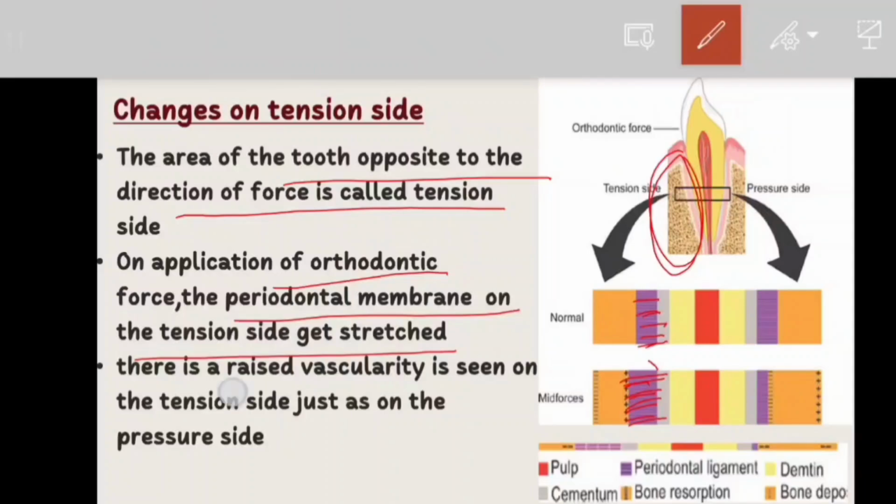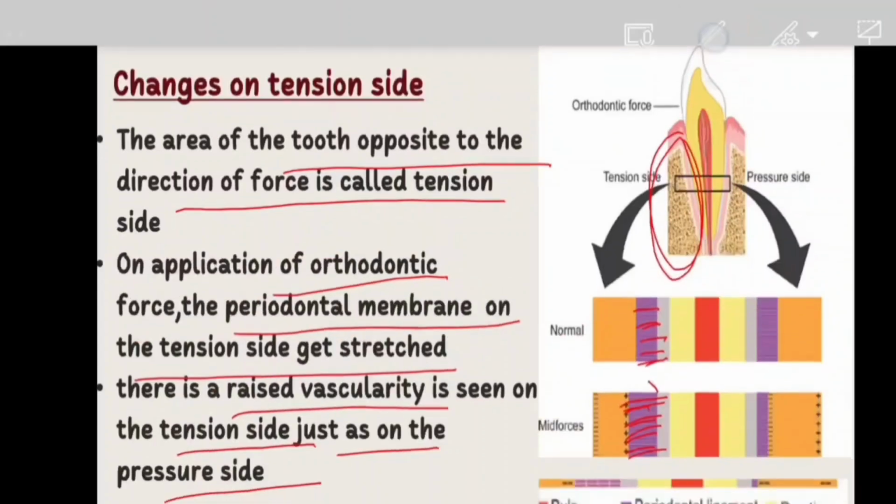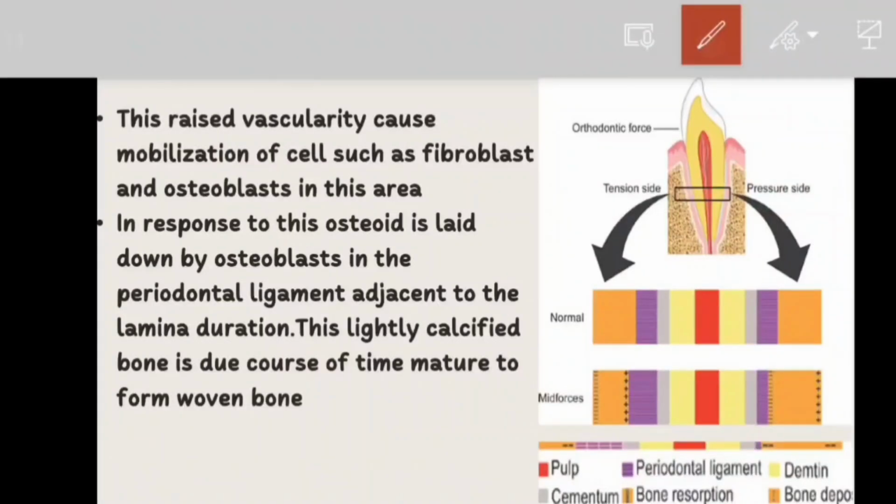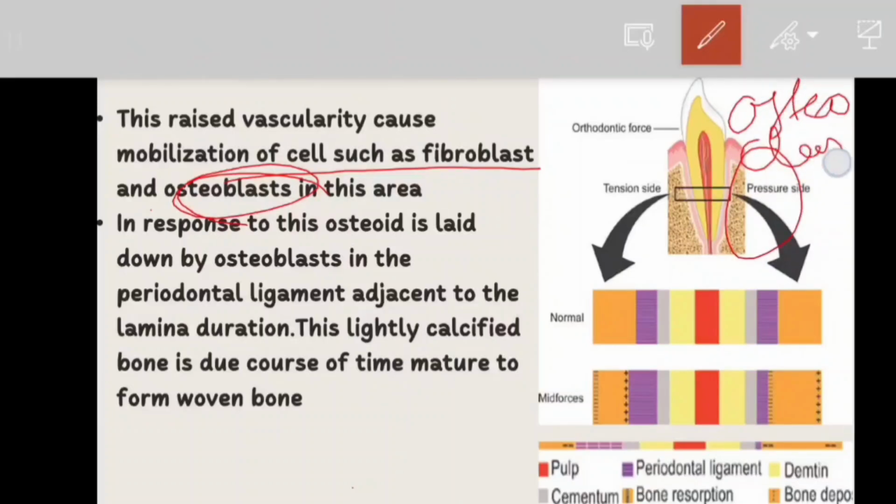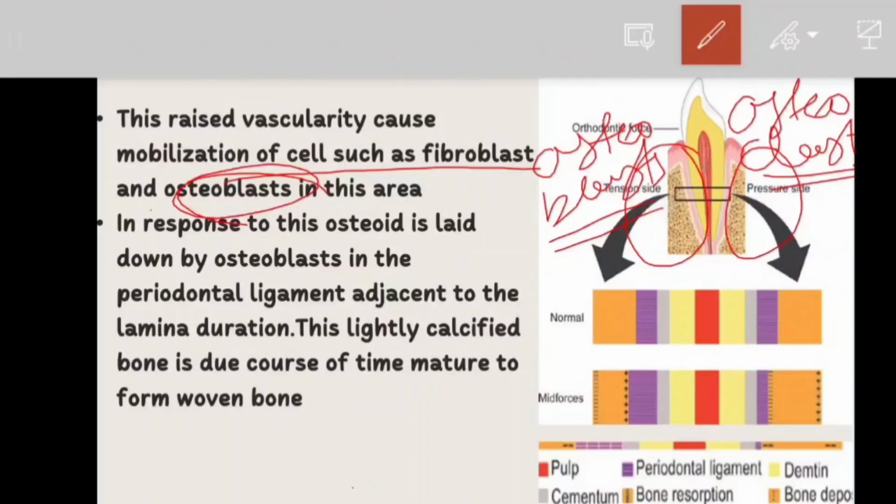Raised vascularity is seen on the tension side just as on the pressure side. Does increased blood supply occur only on the pressure side? The answer is no, it occurs on both sides. This raised vascularity causes mobilization of cells such as fibroblasts and osteoclasts in this area. Now pay attention: the pressure side has the osteoclast, and the tension side has the osteoblast. Question for you, which cell forms the bone? That is the osteoblast.